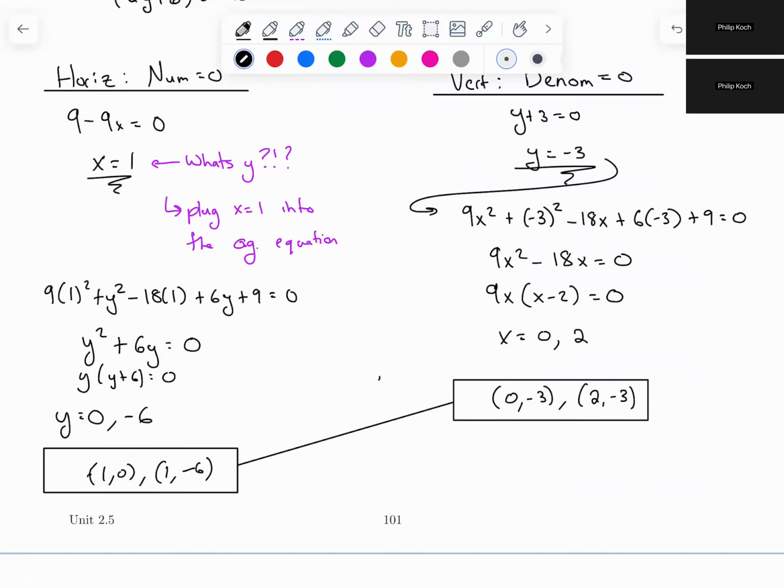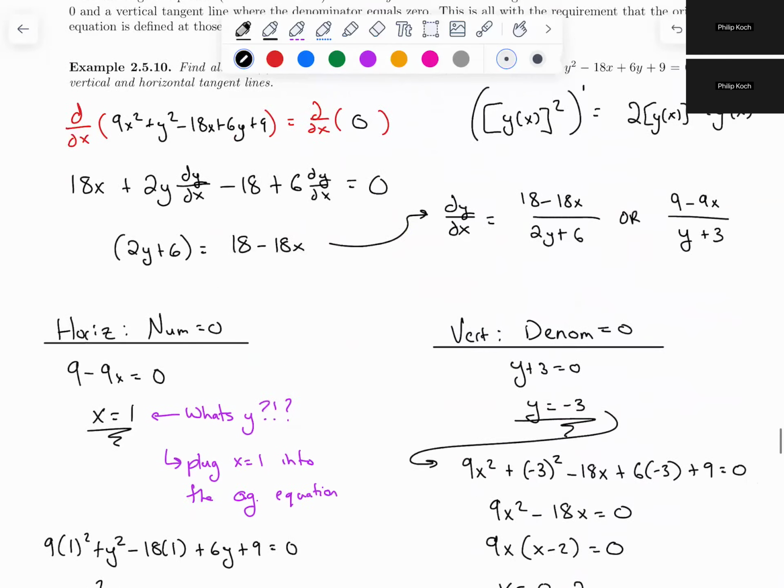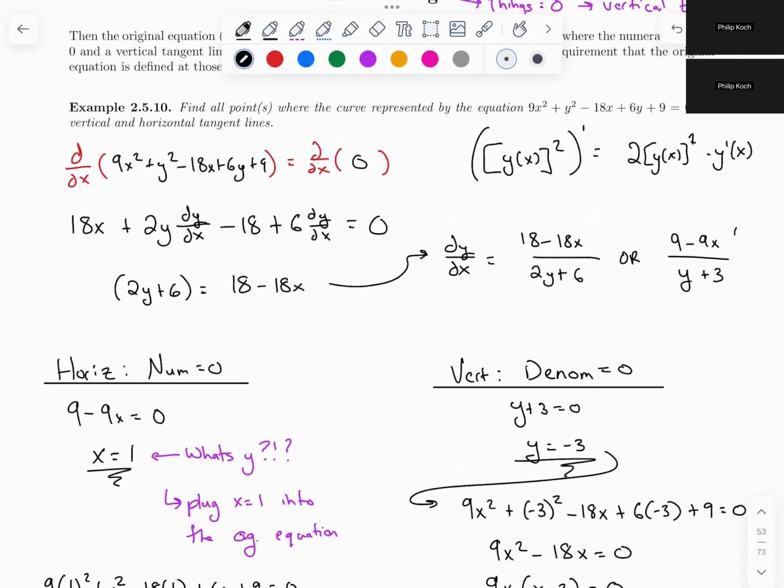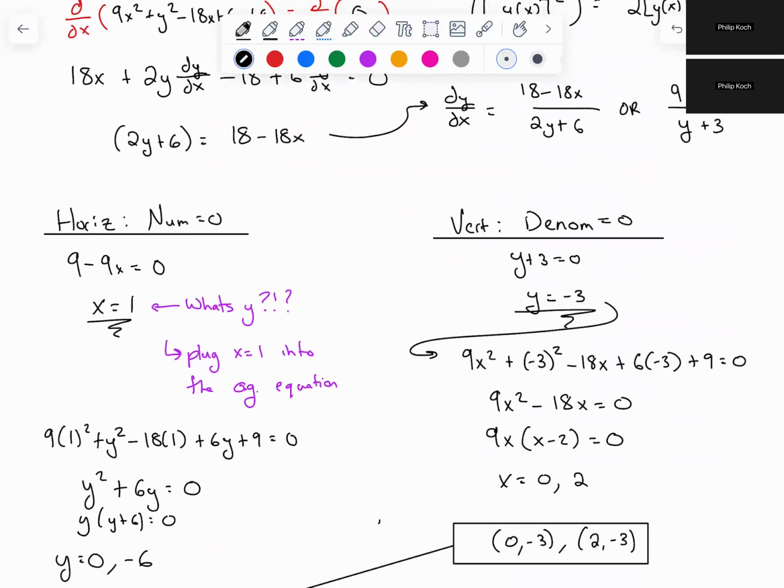Yes. So definitely try and plug 0 comma negative 3 into this, and you'll see that it's going to give you 9 over 0. So it doesn't exist. And that completes 2.5.